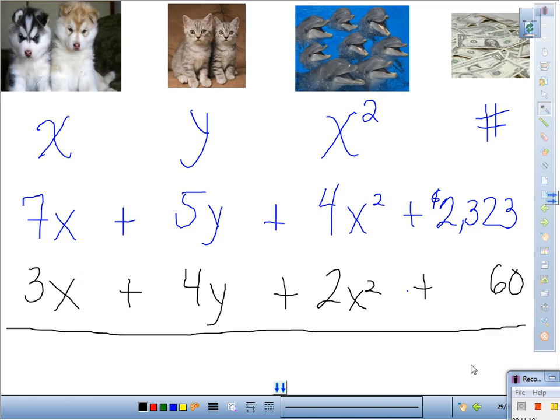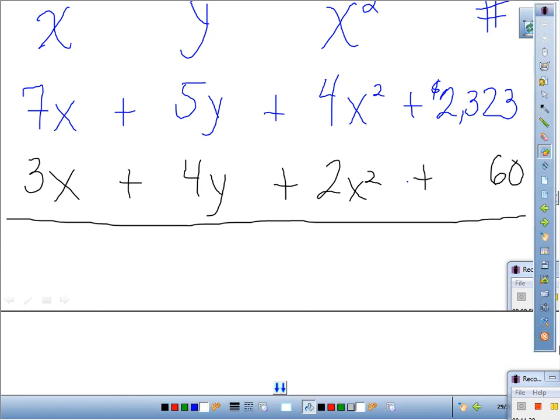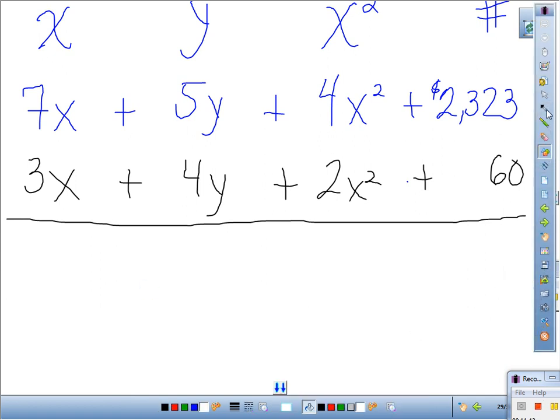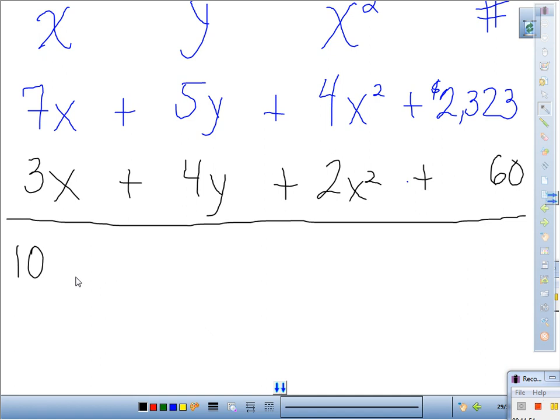With that said, now we should be able to come up with a total of what's in the store. Yes? Without writing it down, look at it. Tell your neighbor the total of each type of pet that we're going to have at the store and the total amount of money. Go. Selena, go. Tell us what we have. 10 dogs plus 9 cats plus 6 dolphins plus.